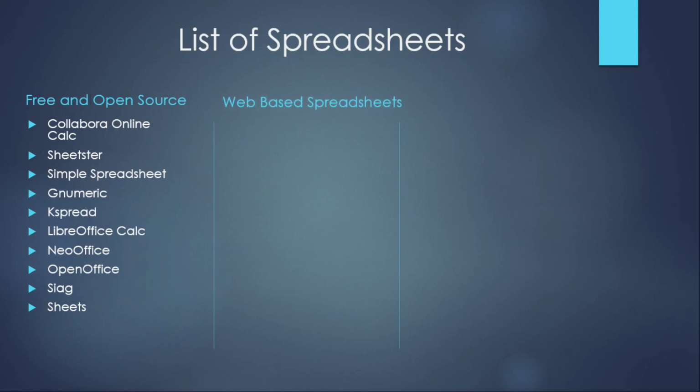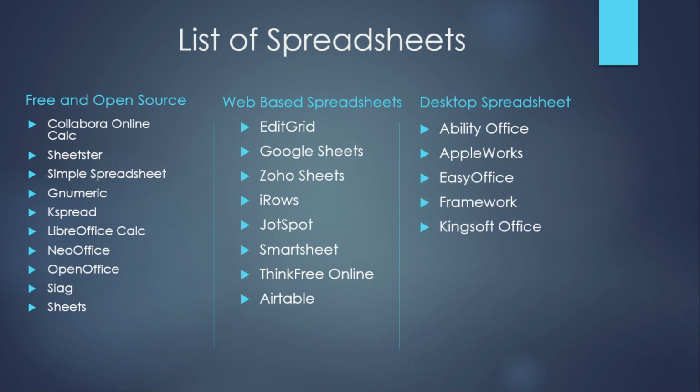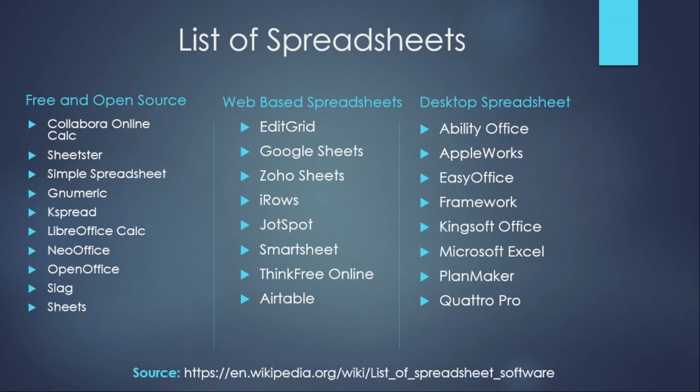Under the second category of web-based spreadsheets, we have Edit Grid, Google Sheets, which I think is the most famous in this category, Zoho Sheets, iRose, JotSpot, Smartsheet, Think Free Online, and Airtable. Under the desktop spreadsheets, we have Ability Office, AppleWorks, Easy Office, Framework, Kingsoft Office, Microsoft Excel, which we are looking at, Planner Maker, and Quattro Pro. The source of this information was gotten from the link at the bottom of the screen.